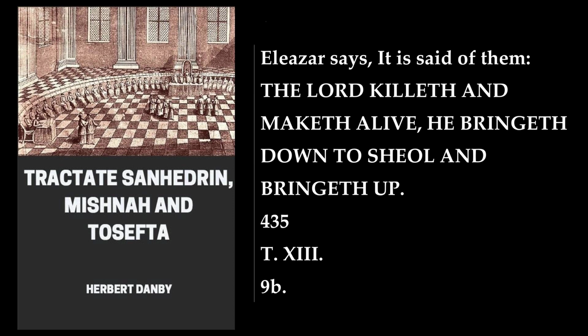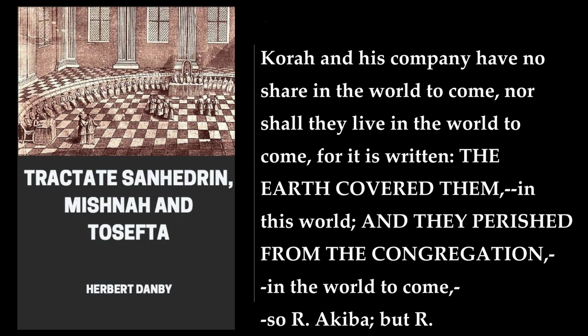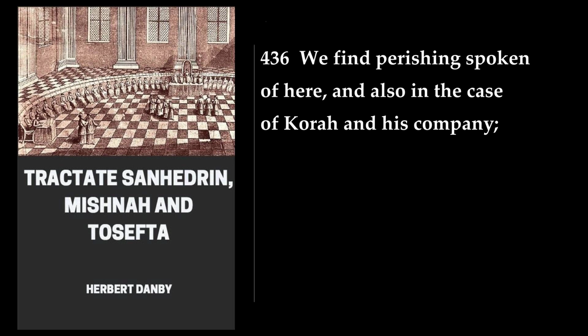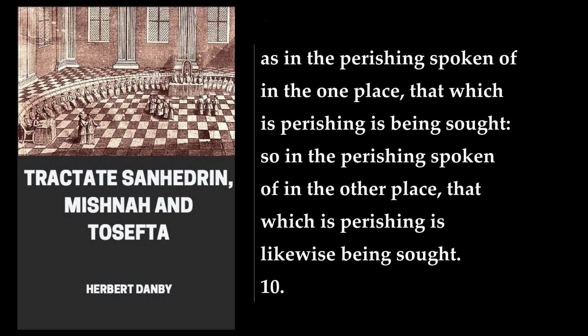Korah and his company have no share in the world to come, nor shall they live in the world to come, for it is written, The earth covered them in this world, and they perished from the congregation in the world to come. So says Rabbi Akiba, but Rabbi Jehudah, the son of Bethira, says, they will reach the world to come, for of them it is written, I have gone astray like a perishing sheep, seek thy servant. For we find perishing spoken of here, and also in the case of Korah and his company. As in the perishing spoken of in the one place, that which is perishing is being sought, so in the perishing spoken of in the other place, that which is perishing is likewise being sought.